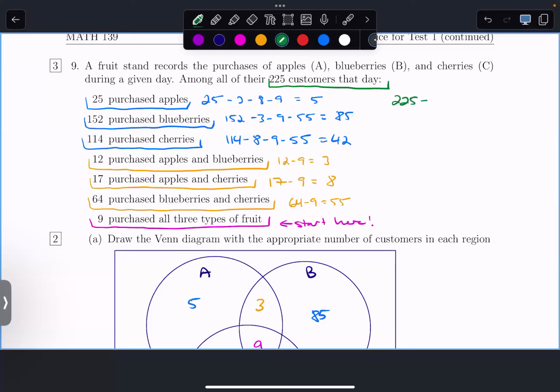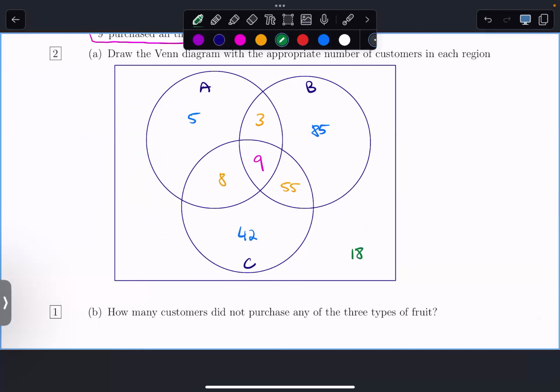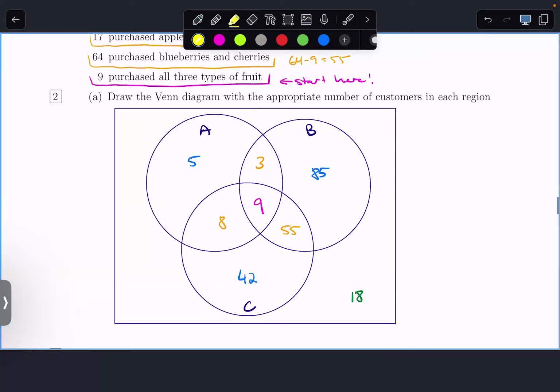And so finally here, 225 minus all these guys, minus 5 minus 85 minus, oops, minus 42 minus 3 minus 8 minus 55 minus 9, and I got 18, which puts 18 out here. I'll highlight with the appropriate number of customers in each region, right? Because that's important.